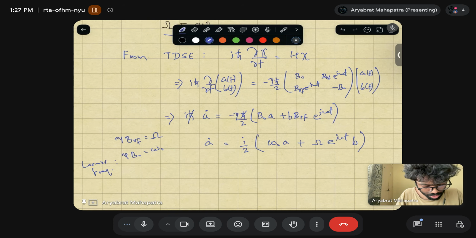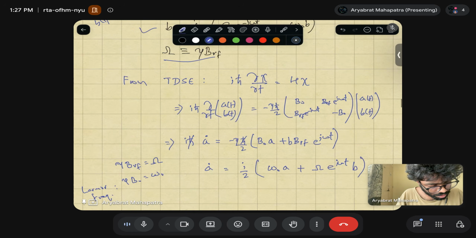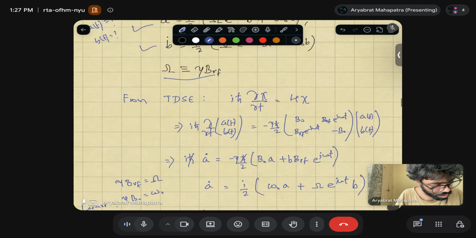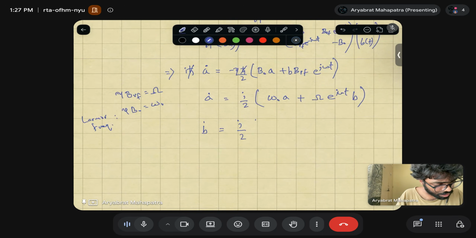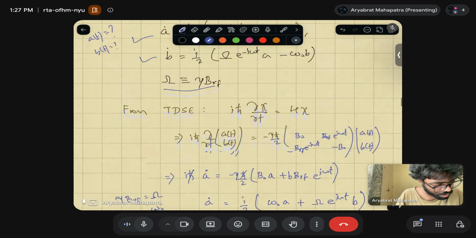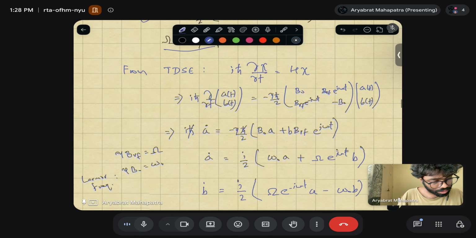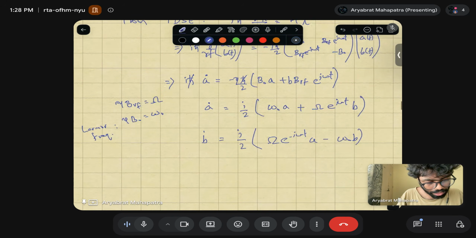So yeah, this is your ȧ, and in the same way you can also write down what is ḃ, which is i/2 times ω1 e^{-iωt} a minus ω0 b. So this is simply coming from the time dependent Schrödinger equation. Nothing much to do here.